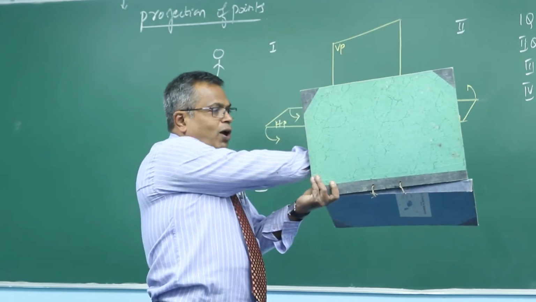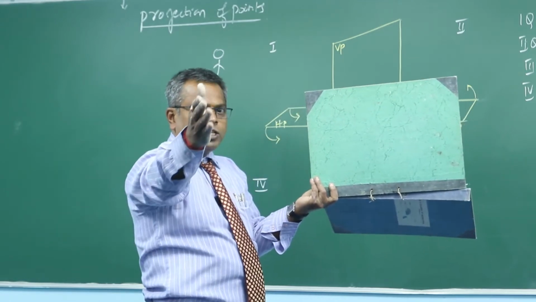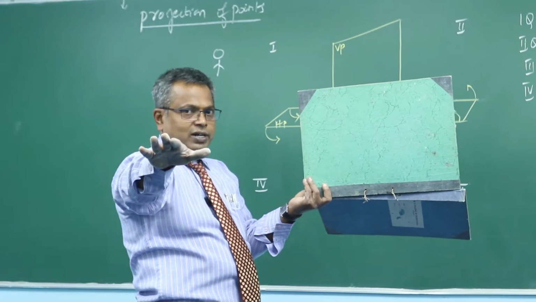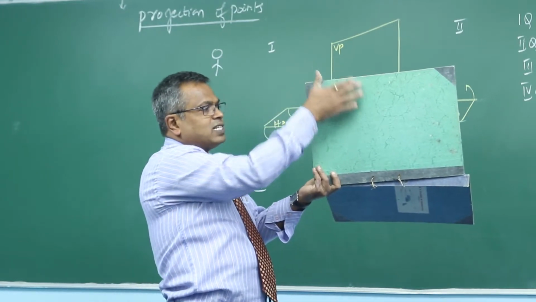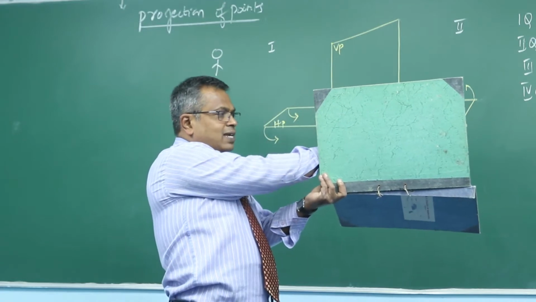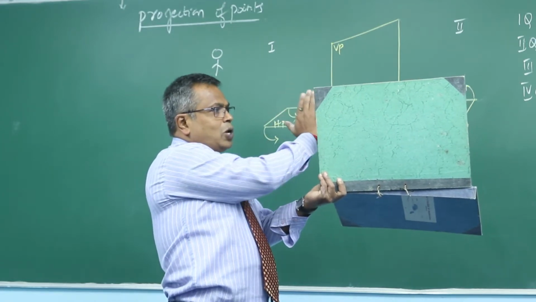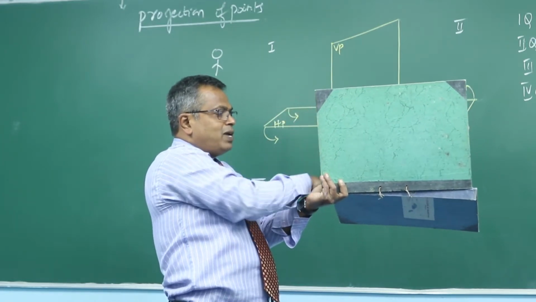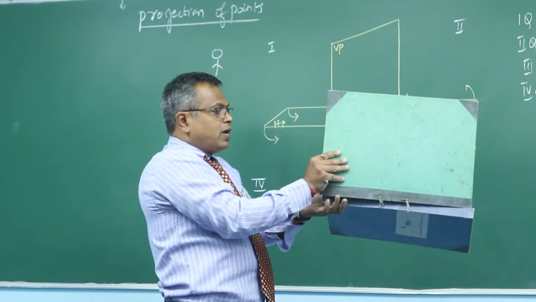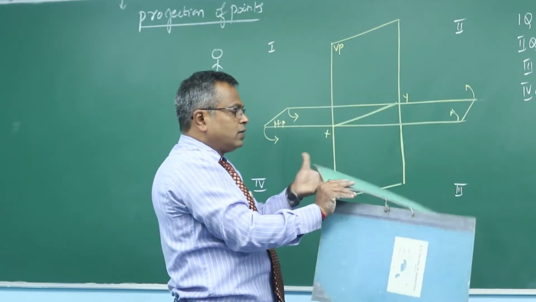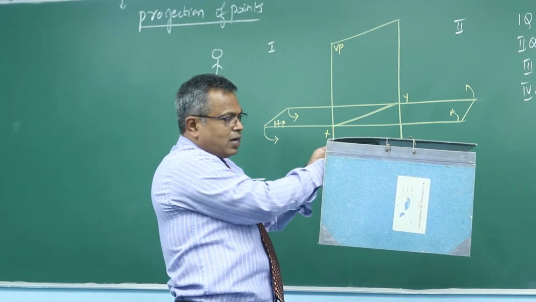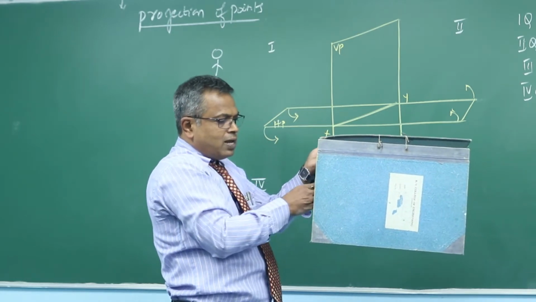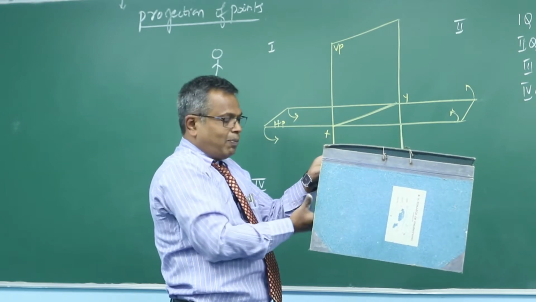Suppose a point lies in the second quadrant. You are the observer; the observer is constant and will not change. If it is in the second quadrant, assume that the planes are transparent. If it lies in the second quadrant, it is behind VP and above HP. If it lies in the third quadrant, it is below the horizontal plane and behind the vertical plane.